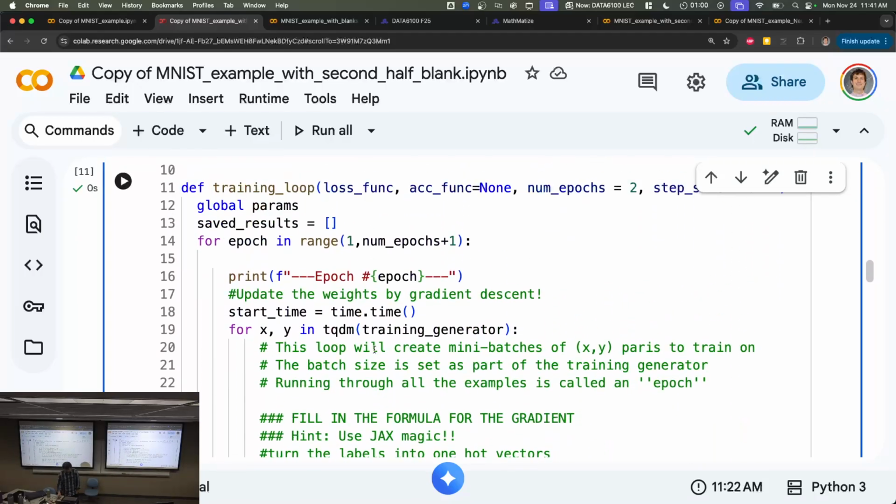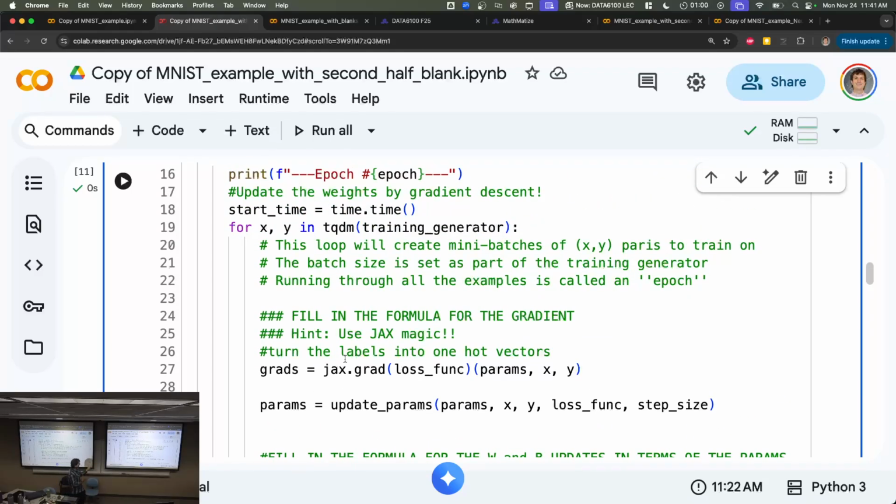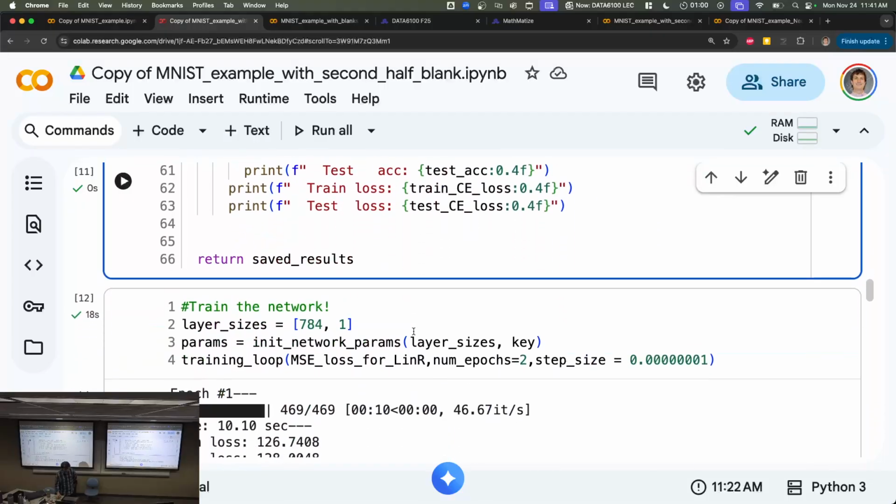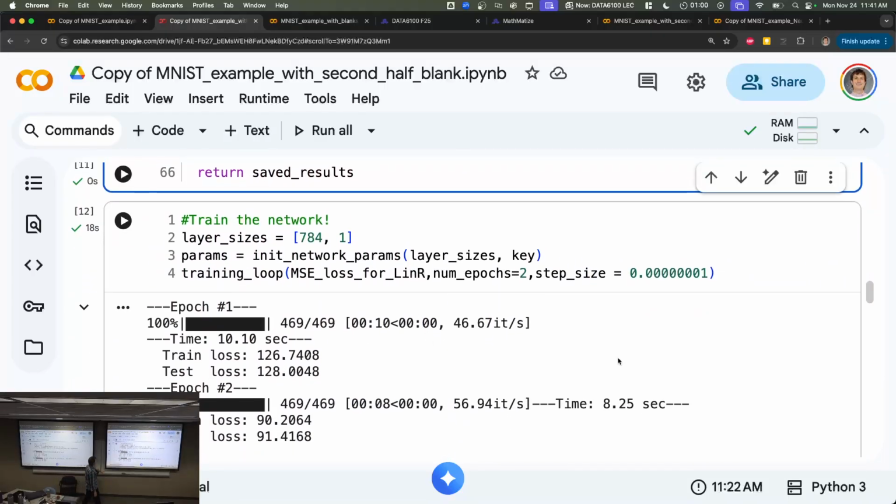Okay, then we have this training loop. The training loop goes through all the data and finds the gradient with the JAX.grad, which is this amazing function that can find the gradient of a computer function. And then it adjusts it a bunch of times, and we had these little runs like this. So we ran through all of the examples, that's an epoch, and it took 10 seconds. Our training loss was 126. Then we ran through all the examples again adjusting the parameters every time, and our training loss was 90. This is the square loss. So if the square loss is 90, then the root mean squared loss is what, like 9 or 10? Somewhere between 9 and 10.